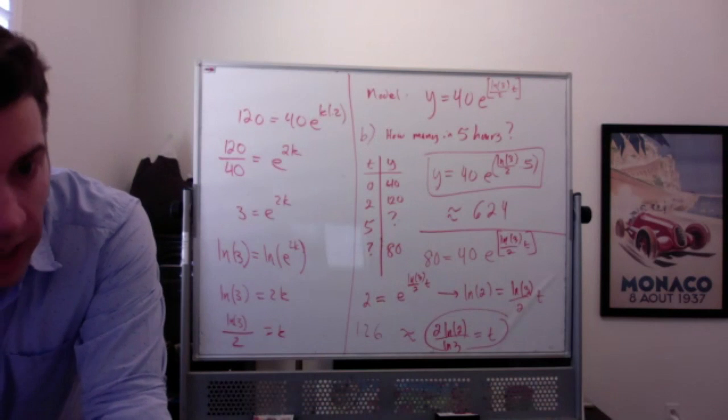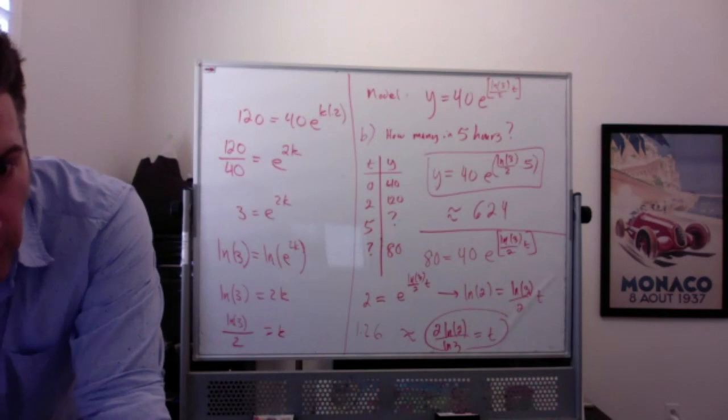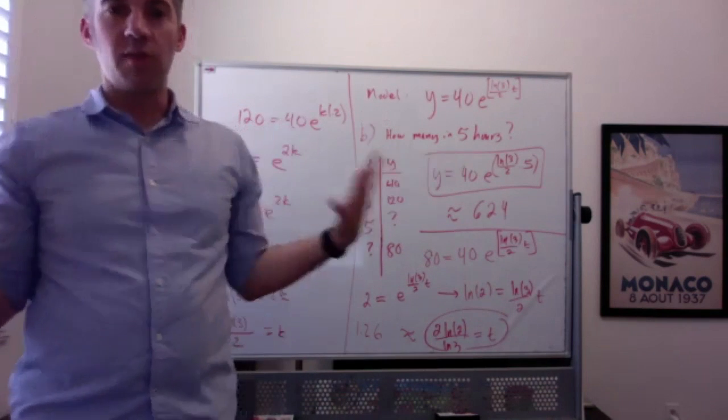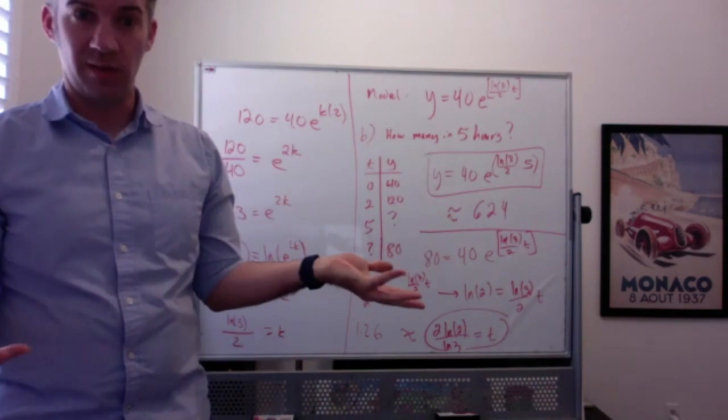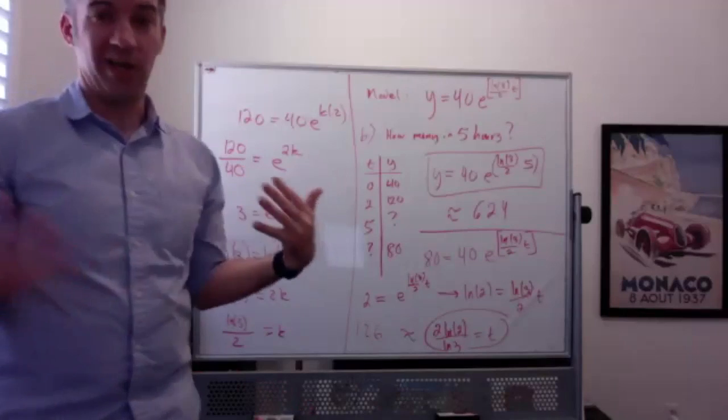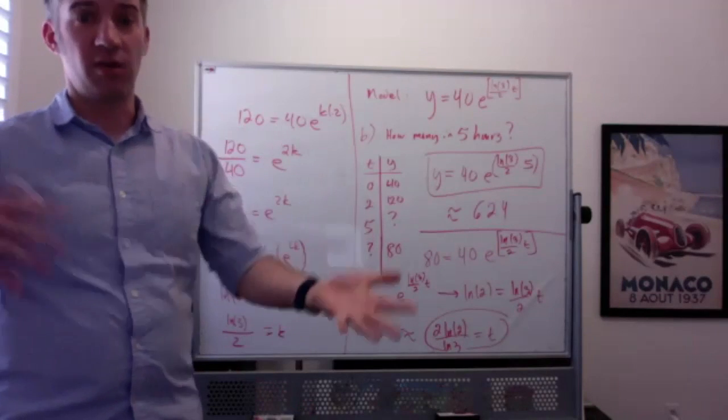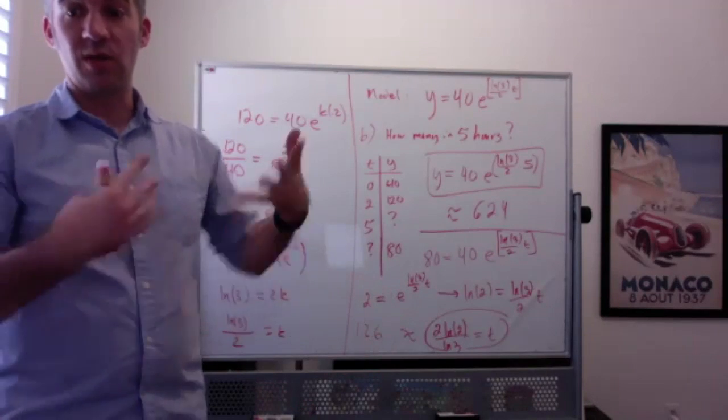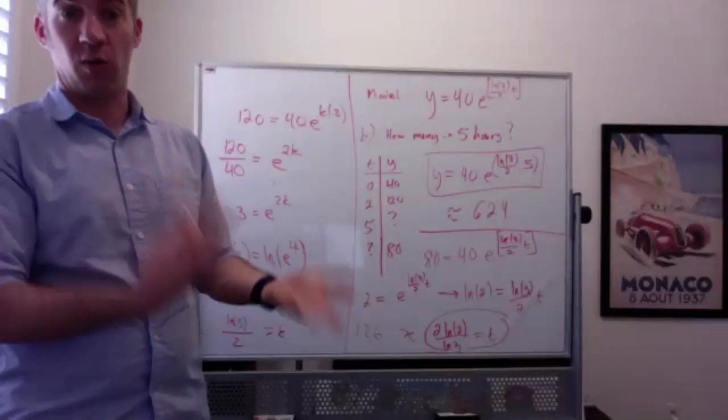Most examples go this way, where we're told something grows or decays exponentially. We start with the model, y equals c e to the kt. We solve for c, we solve for k, and then we use that model to answer some other question.